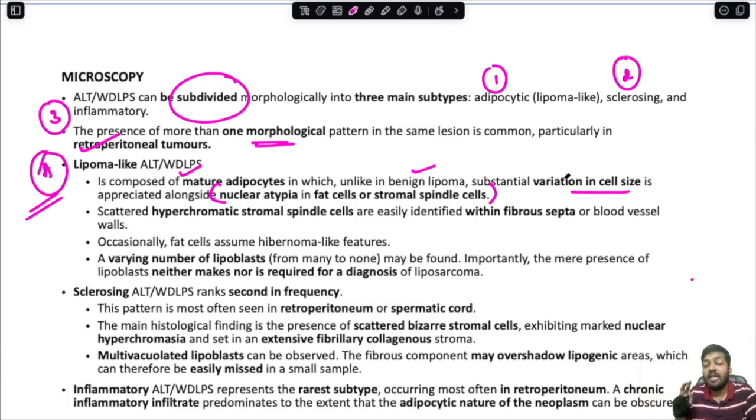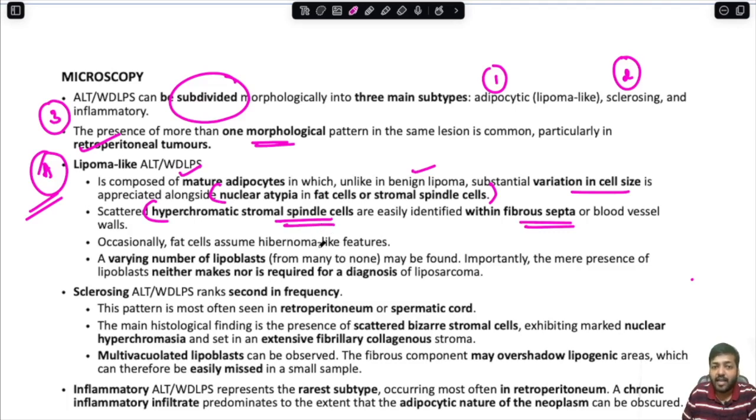The other important differential diagnosis from lipoma is that there is nuclear atypia in the fat cells in case of liposarcoma, as well as atypia in the stromal spindle cells. So, this point is very important. Scattered hyperchromatic stromal spindle cells are easily identified within the fibrous septa or the blood vessel wall, and this is a very important requirement for diagnosis of liposarcoma.